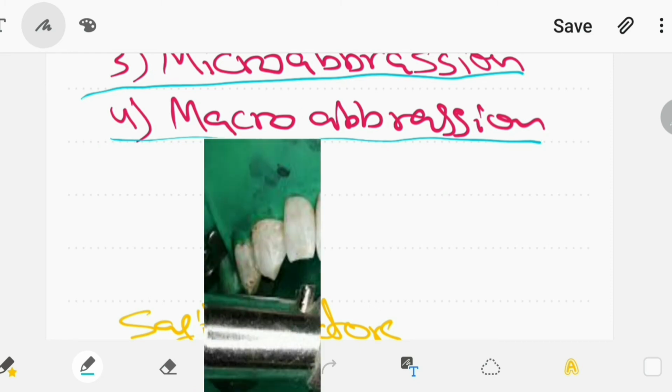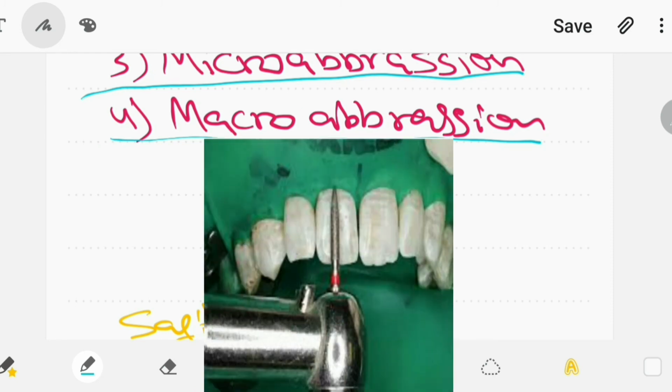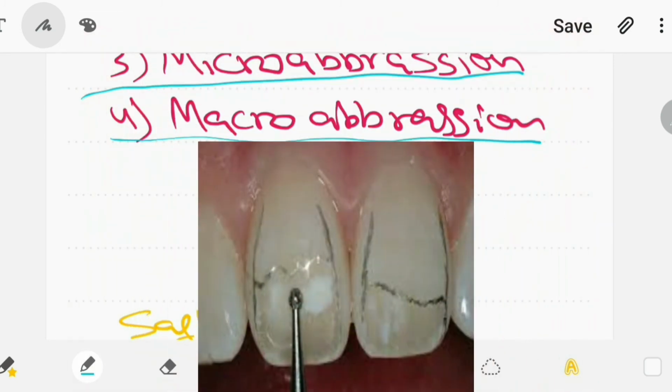Macroabrasion is a process which is achieved by applying a fine diamond or carbide finishing bur to the enamel at relatively low speed and very light pressure. It is only indicated for superficial staining.